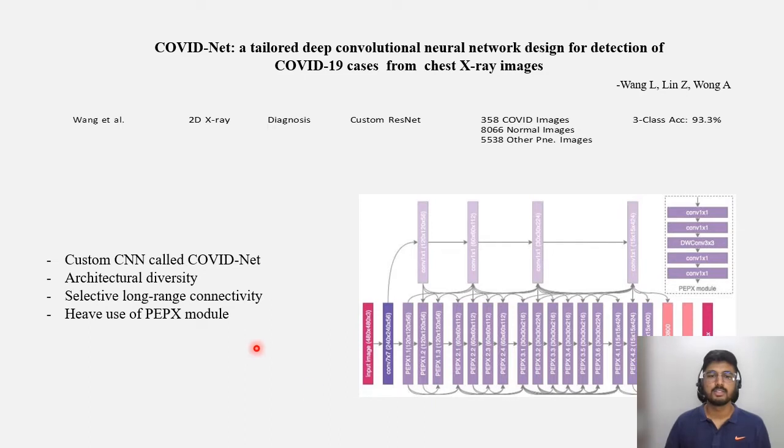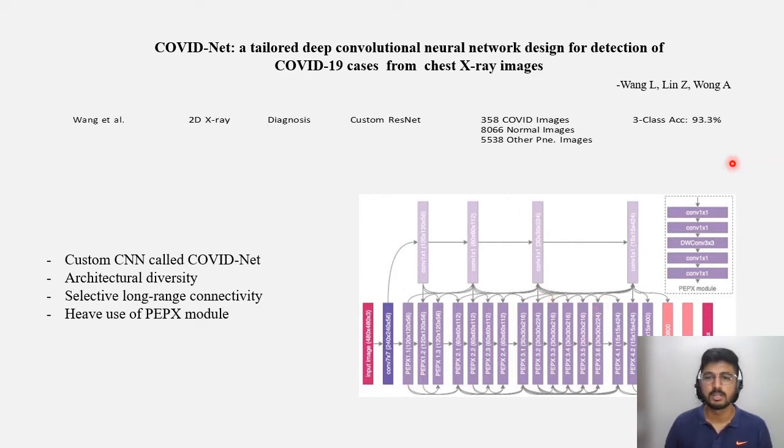The two important features of this are the heavy use of the PEPX module, which is basically a projection-expansion-projection pattern that enables enhanced representational capacity while keeping the computational complexity very low, which helps in fast training. And then the leveraging of long range connections. As you can see in the architecture, one-cross-one convolution layers have been used for selective long range connectivity, which are basically connecting the long ranges of convolution from the earlier layers to the last layers, and these are the long connections.